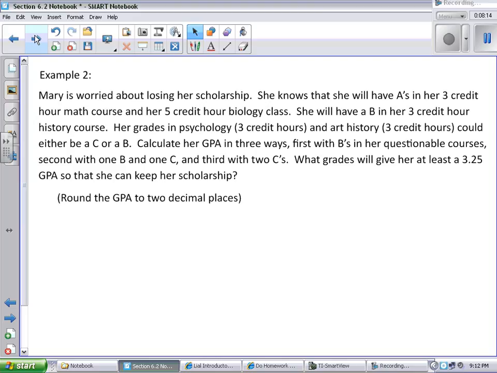First, with B's in her 2 questionable courses. Second, with 1 B and 1 C. And third, with 2 C's. What grades will give her at least a 3.25 GPA so that she can keep her scholarship?